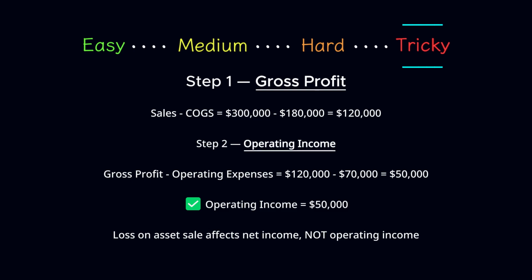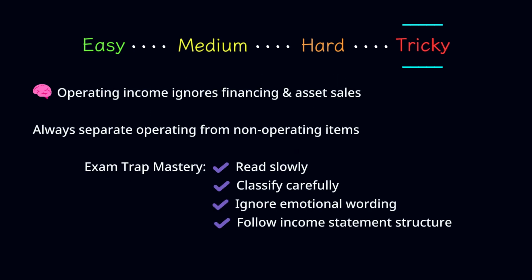Now calculate. Sales minus COGS gives us $120,000 of gross profit. Subtract operating expenses. $120,000 minus $70,000 equals $50,000. That is operating income. The loss affects net income, not operating income. And this rule will save you again and again. Operating income ignores financing and asset sales.